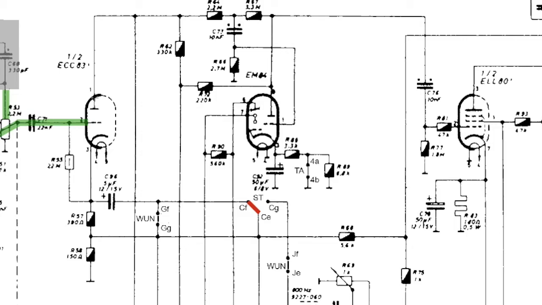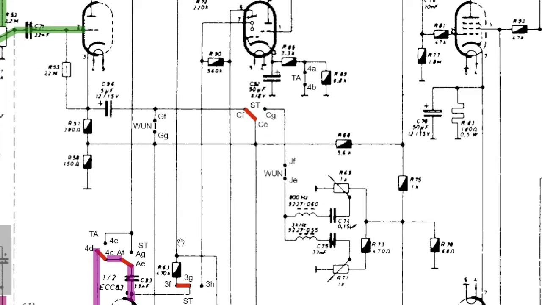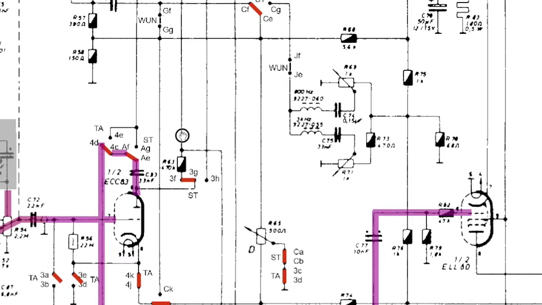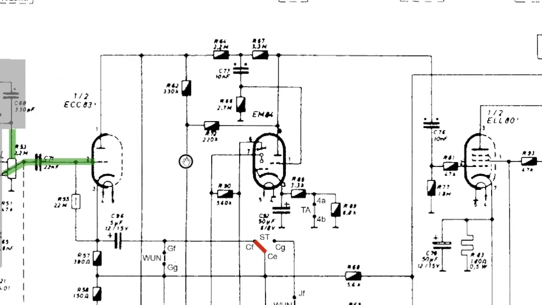Now, is there B+? If we follow this up here and go across to here and come back to this point, this resistor, a 330K resistor, and if we follow it down, we find that it comes to exactly the same point that fed that resistor its B+. In other words, we have B+ at the anode of that triode. So this triode is going to amplify that signal, invert it, and it'll come out here.